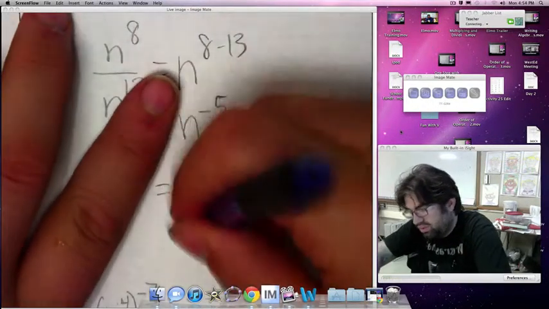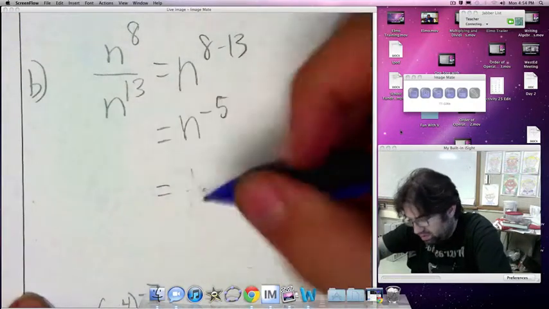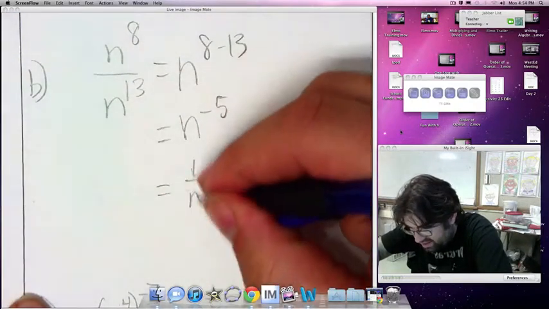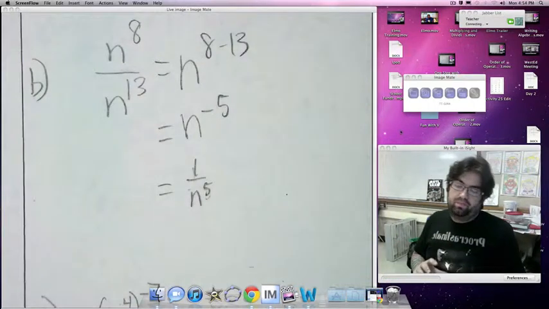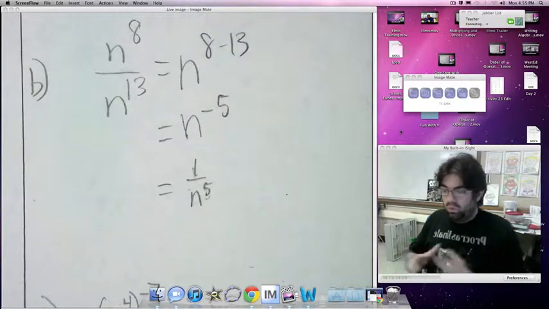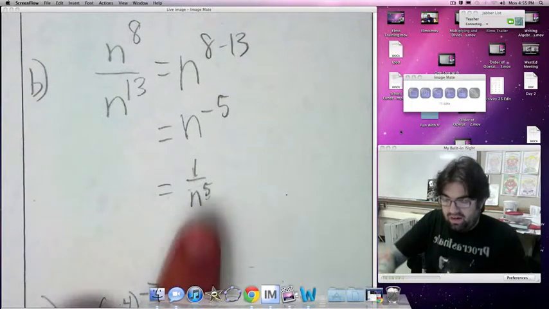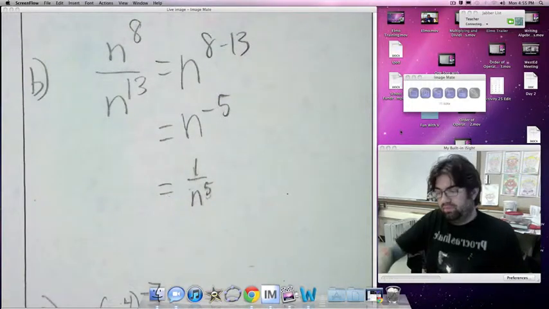Let me write that a little more neatly. 1 over n to the 5th. The exponent stays with the number in the base. When we're working it out, do whatever. But when the final answer comes, it's got to be like that.